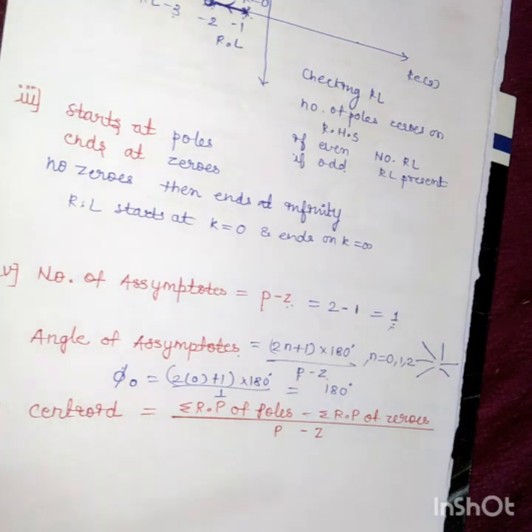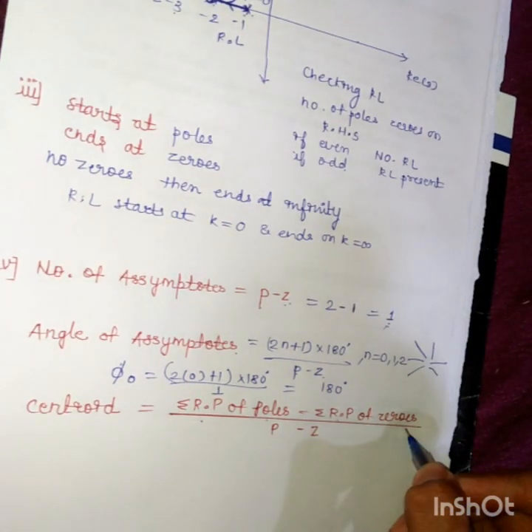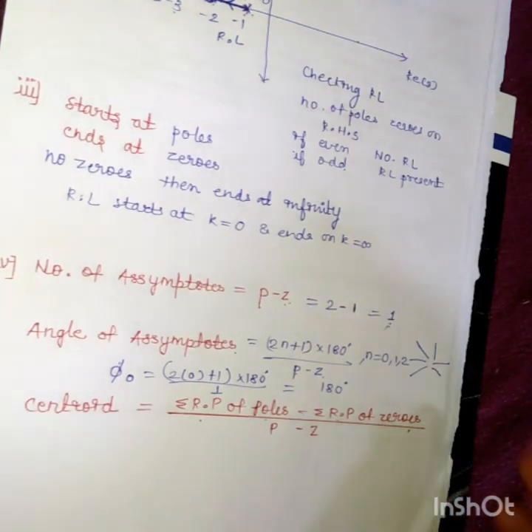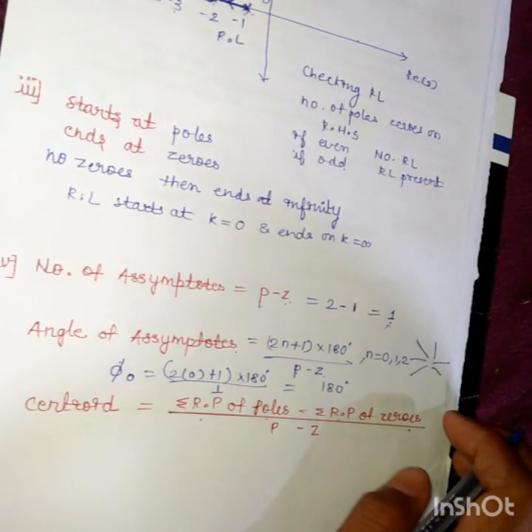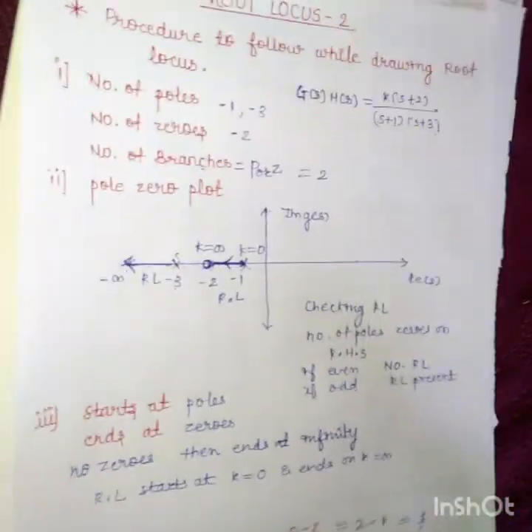So let's check the formula for this: summation of real parts of poles minus summation of real parts of zeros, upon p minus z. If there are complex poles and zeros, then take the real part only of the poles and zeros. This will be the formula.